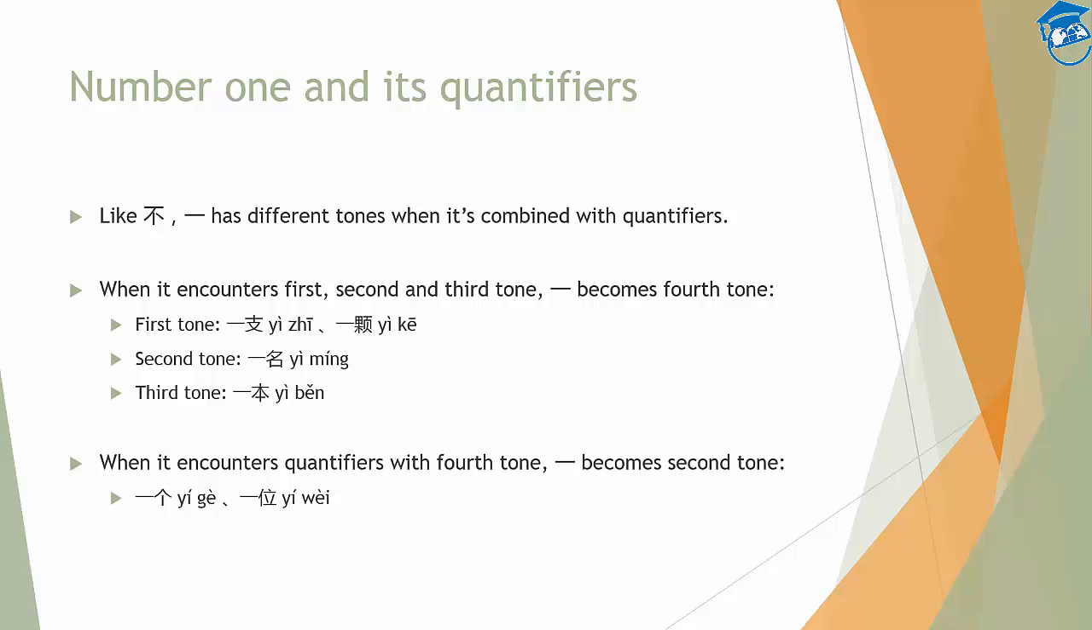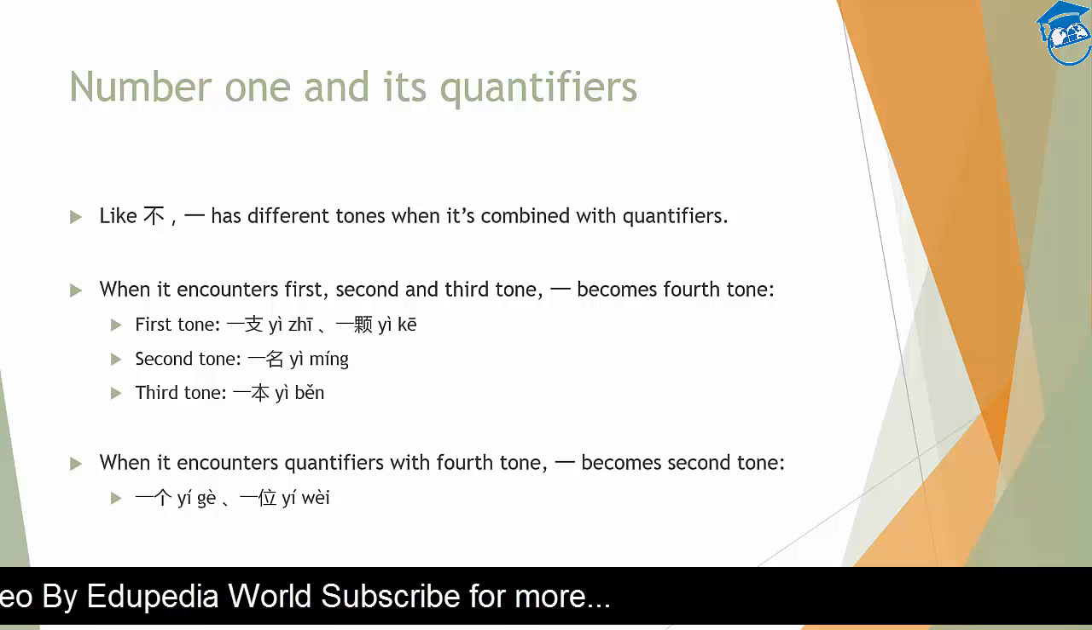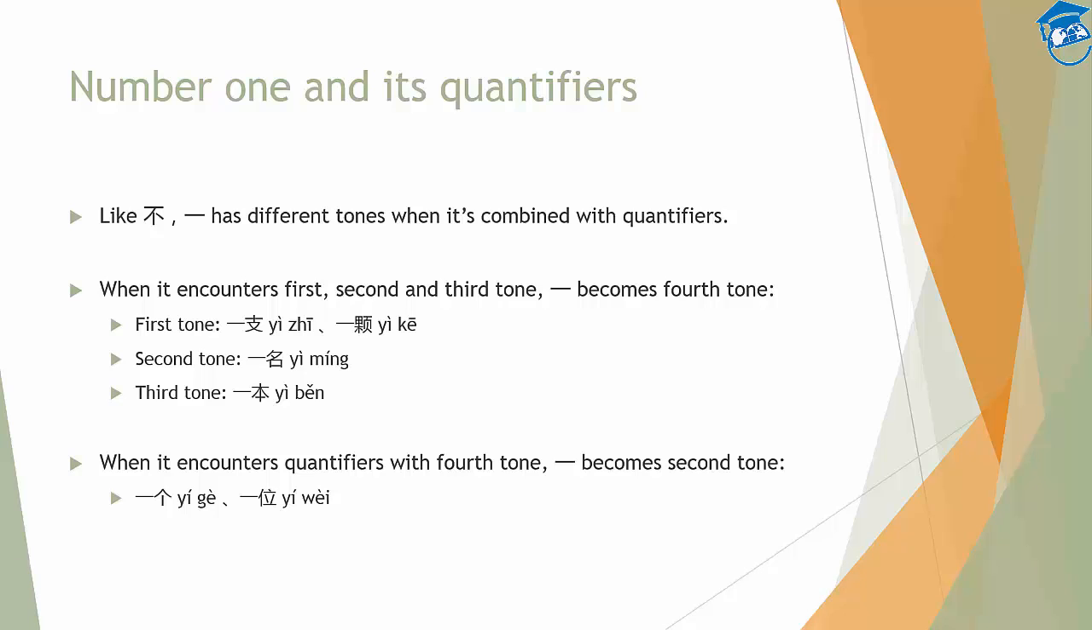Okay, third tone again the same. For example, 本 is third tone. When you want to add number 1 before that, 一 becomes 一. So in the end, it is 一本书. Okay? The next rule is when it encounters quantifiers with fourth tone, 一 becomes second tone, which is 一. Okay? For example, as you have learned in the previous lesson, 个 is fourth tone, so when you add number 1 before that, it becomes 一个. For example, 一个女儿. Okay, and the next example is the same, 一位老师. Okay, so that 位 is the fourth tone, so 一 becomes 一, the second tone.